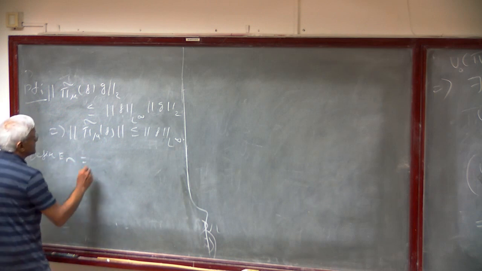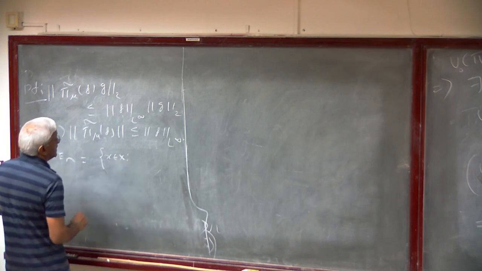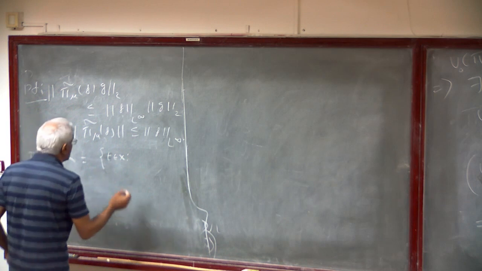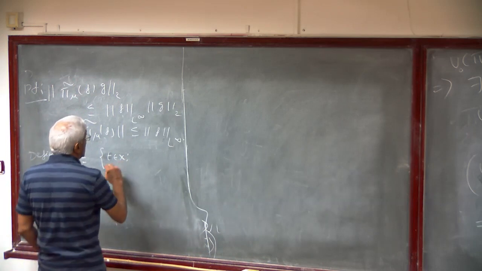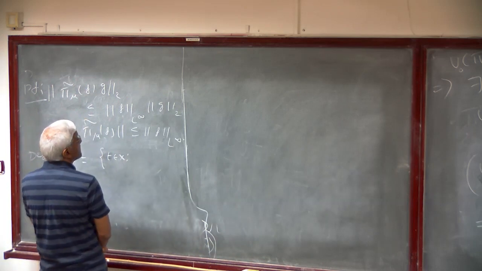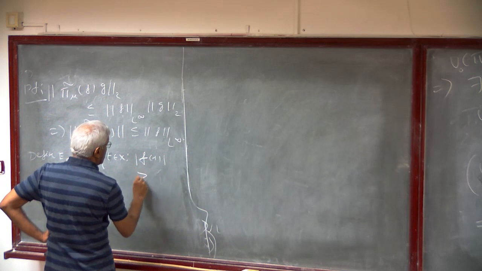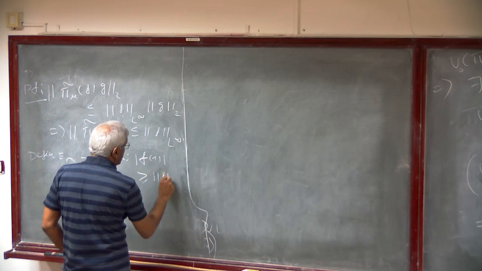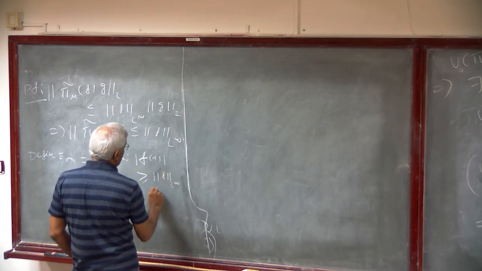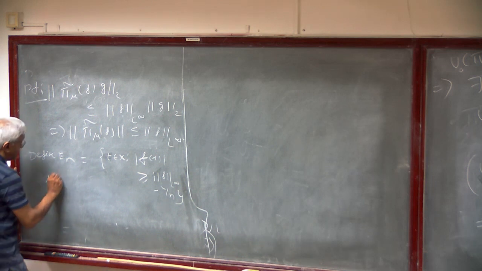So define En equal to all those t in X, because you want to use x for something else, such that, we are dealing with f now, mod F of t is greater than or equal to the norm of F in L infinity minus 1 by n, and mu of En is greater than 0.